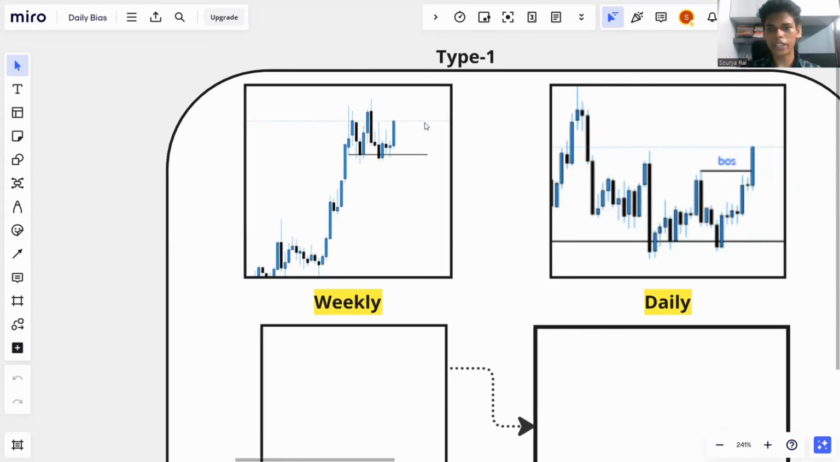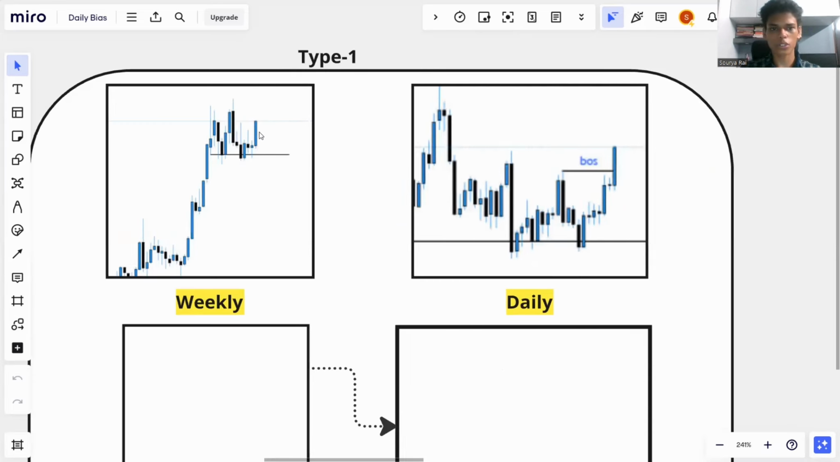If we even look at the daily time frame, after the close of this weekly candle, we also had a break of structure in the daily time frame. So before this, price was in a downtrend, creating lower lows, lower highs, lower lows, lower highs.